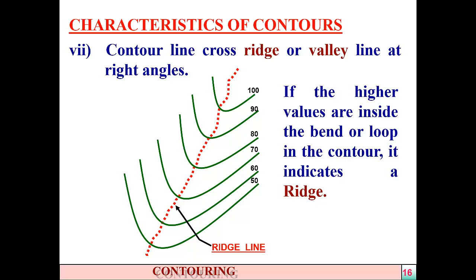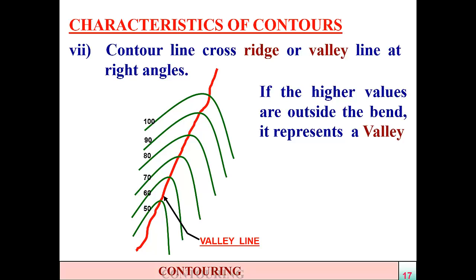Contour lines cross ridges or valleys at right angles. If the higher values are inside the bend or loop, it's an indication that it's a ridge. A valley at 50-foot elevation all along this line versus 100-foot elevation. So depending upon what our scale is, we would go from 100 foot of elevation here down to 50.